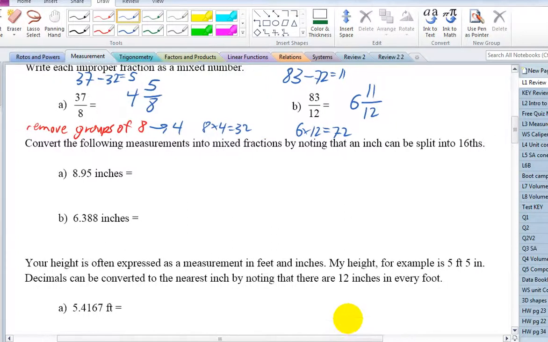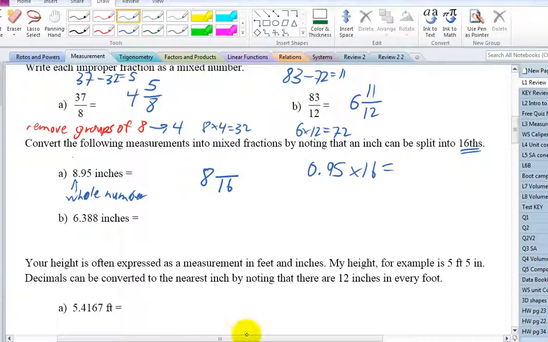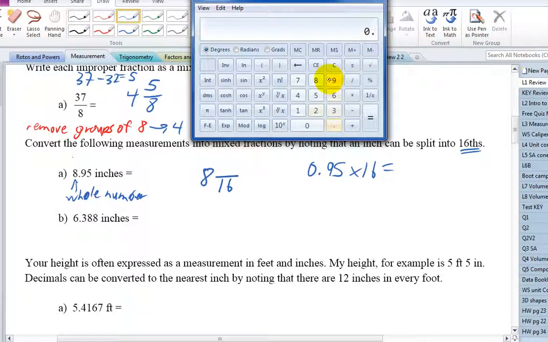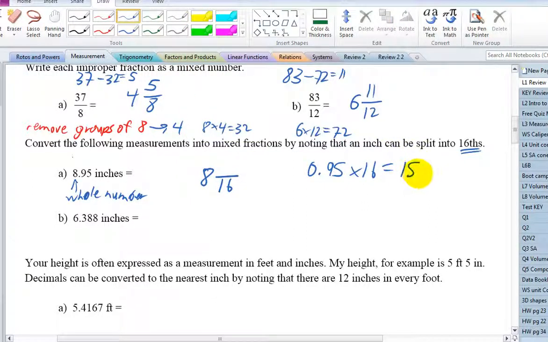Okay, so converting decimals into sixteenths. So our whole number, this is your whole number right here. That equals 8. So it's 8 and something sixteenths. So what we have to do now is figure out how many sixteenths is 0.95. So we simply take our decimal, multiply it by 16. Now this is absolutely a calculator. Okay, 0.95 times 16. And that's going to equal 15.2.